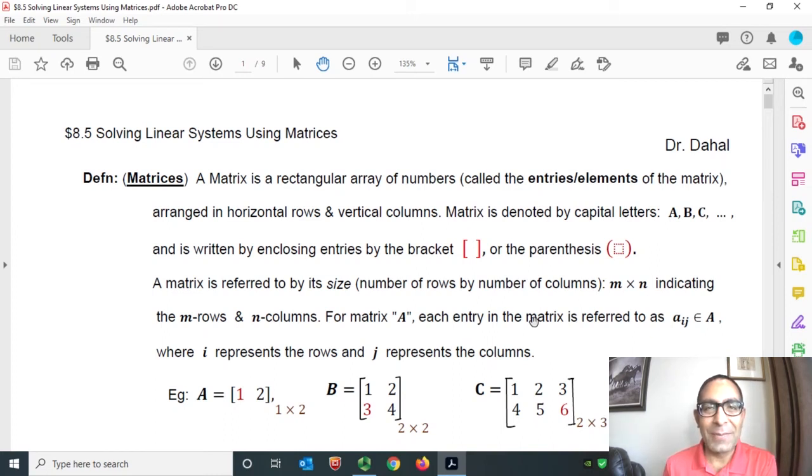In today's class I am going to cover solving a linear system using matrices. So let me start the class right away.